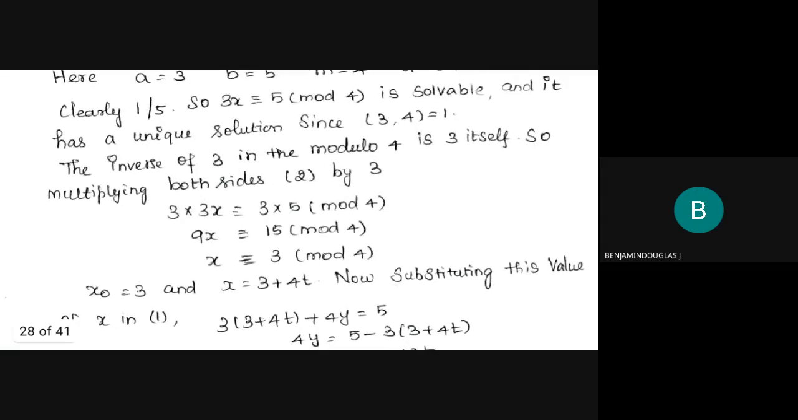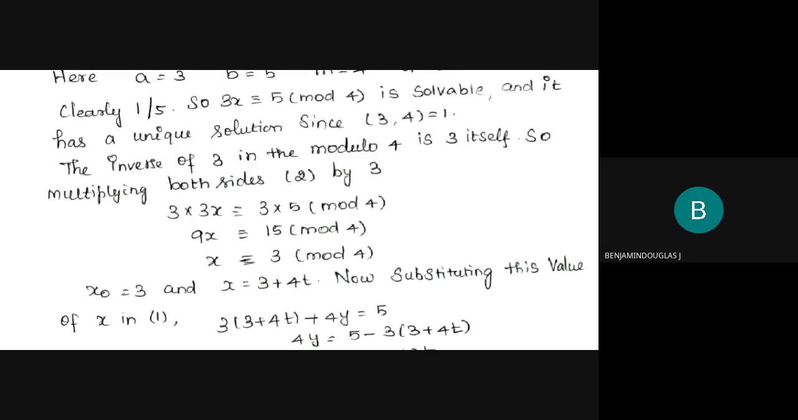So here 9 and 15 are more than the mod value. So 9 can be divided by 4, and its remainder is 1. At the same time, 15 can be divided by 4. 3 4s are 12, the remainder is 3. Therefore, the x coefficient 9 is congruent to 1. So in the next equation, the coefficient of x will be 1.